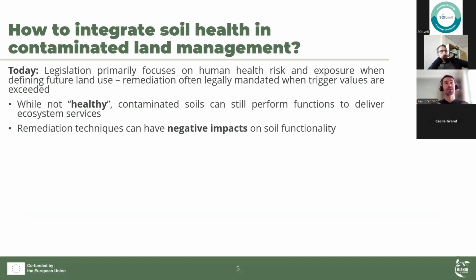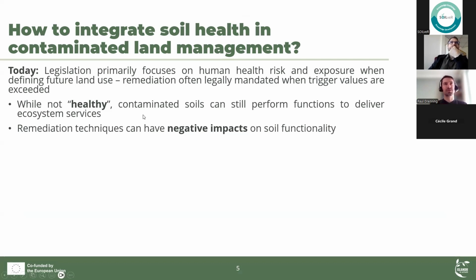And then how could we do this? Because today, legislation regarding contaminated land management primarily focuses on risks to human health and ecological protection targets when defining the future land use and sensitivity. And remediation is often mandated legally when, say, contaminant concentrations exceed certain trigger values. And in some cases, like in Sweden where I work, it's still based on a total contaminant concentration, which may not be really the best way to do it, but that's often how it's done.